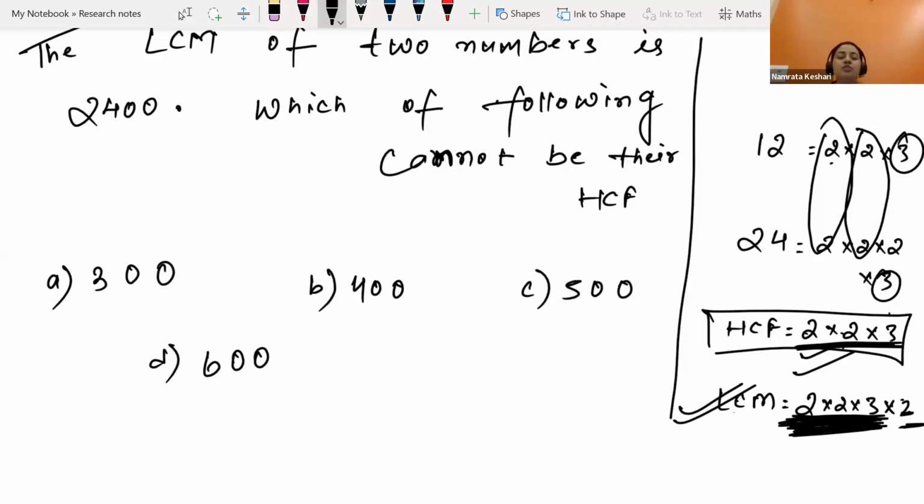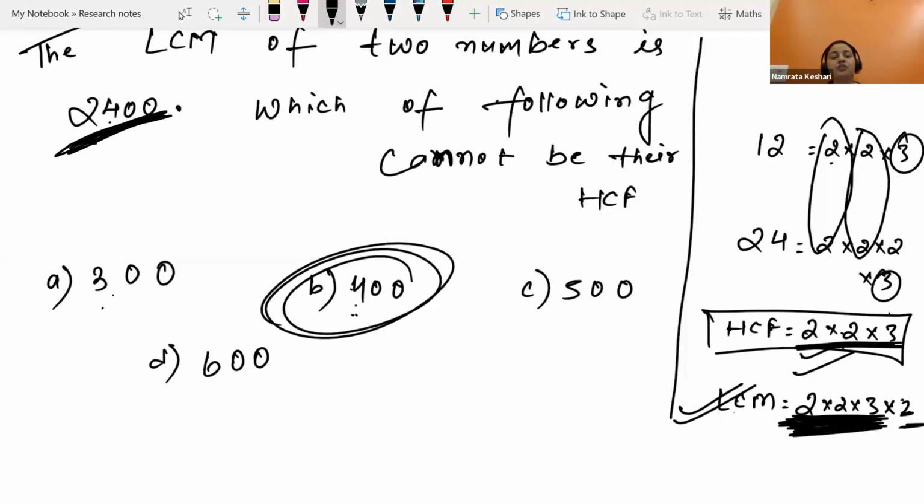Here, which cannot be the HCF? Suppose 300, can it be the HCF? If it can completely divide our LCM, then maybe it can be. If 400, if this number can completely divide our LCM, that is 2400, then maybe it can be the HCF. Am I making sense to all of you? Yes.